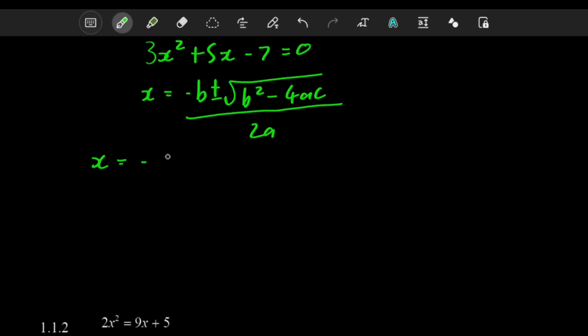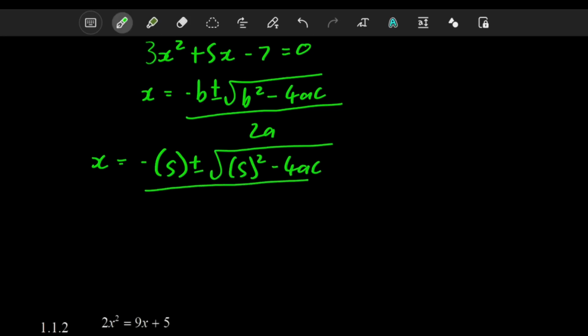But anyways, b here is 5, so we know that this is 5. And let's see here, 5 squared minus 4ac, the whole thing over 2a, of which our a value is just 3 over there. So there's no issue here, to be honest. The only issue is that I didn't put these values here.